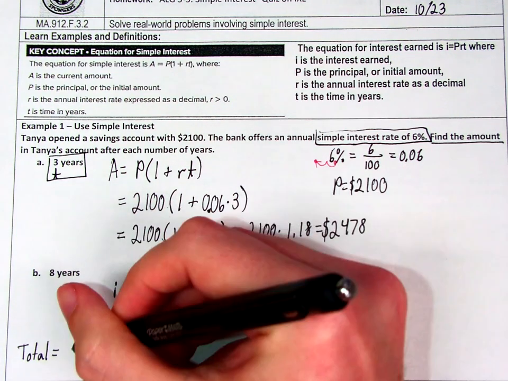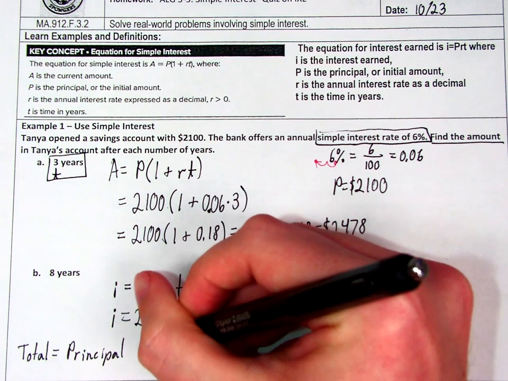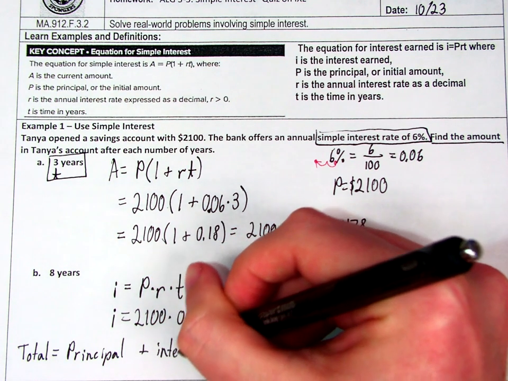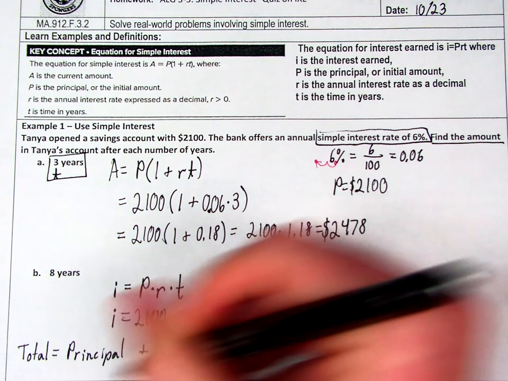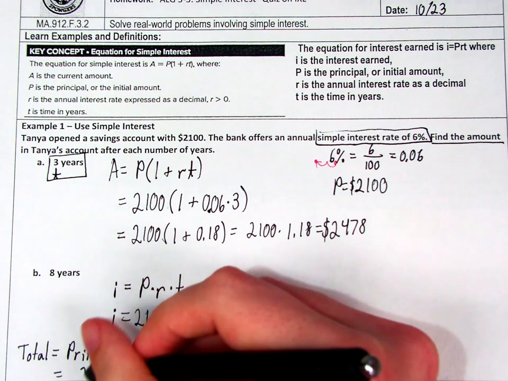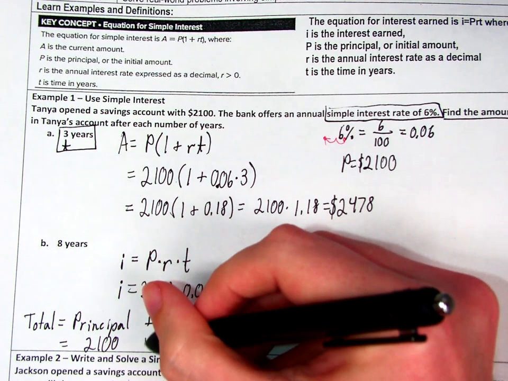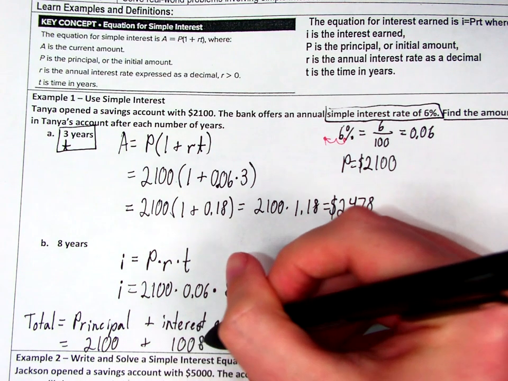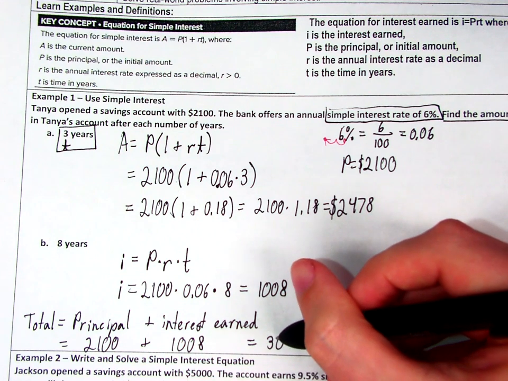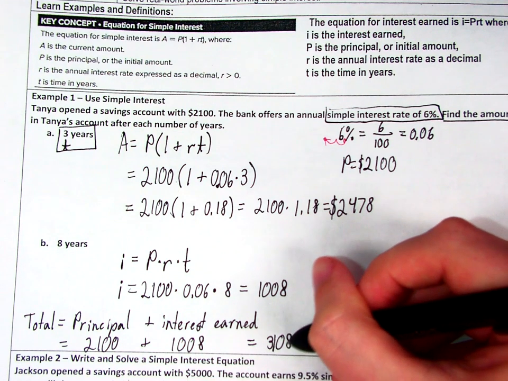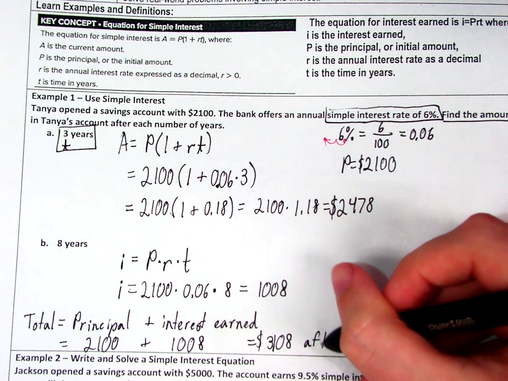Our total is generally the principal plus the interest earned. So for Tanya, that'd be 2,100 plus 1,008, meaning she has a total of $3,108 after 8 years.